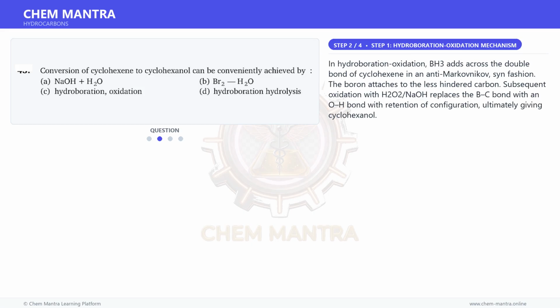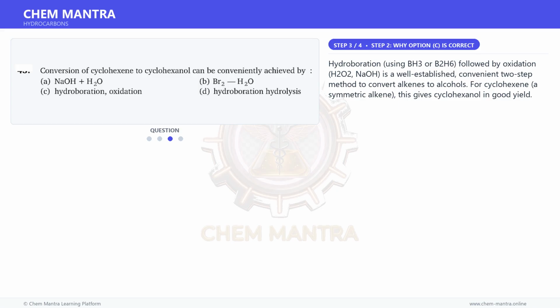In hydroboration oxidation, BH3 adds across the double bond of cyclohexene in an anti-Markovnikov, syn fashion. The boron attaches to the less hindered carbon. Subsequent oxidation with H2O2, OH-, replaces the B-C bond with an OH bond with retention of configuration, ultimately giving cyclohexanol. Moving on to the next step.